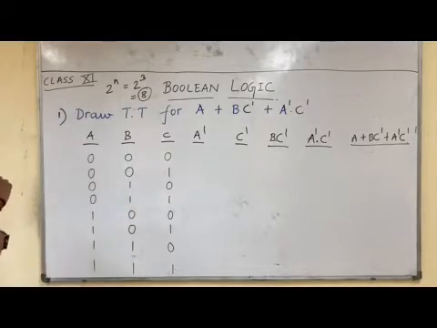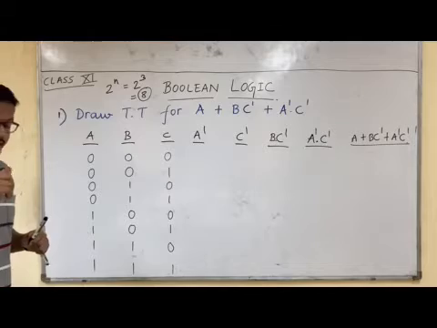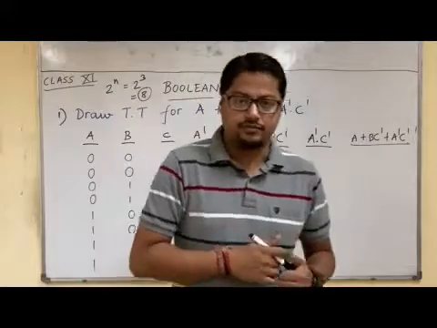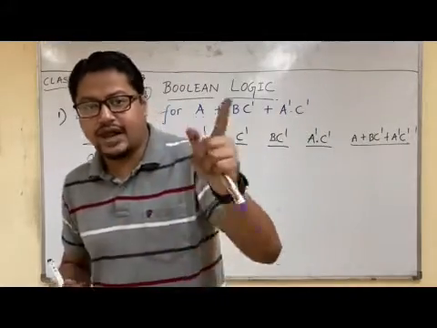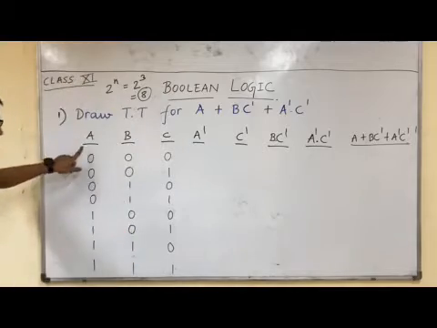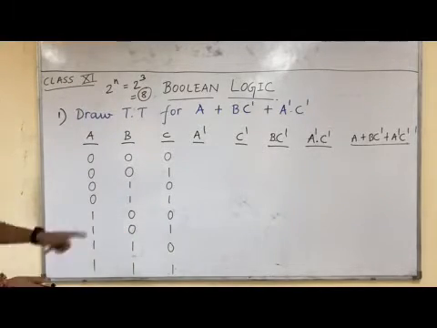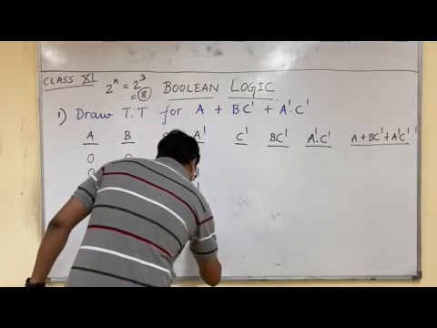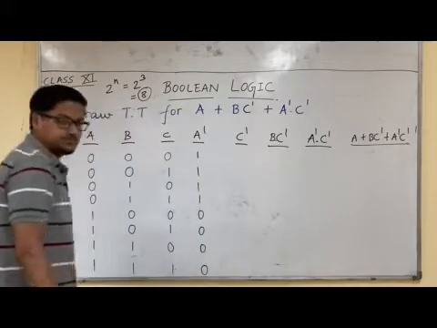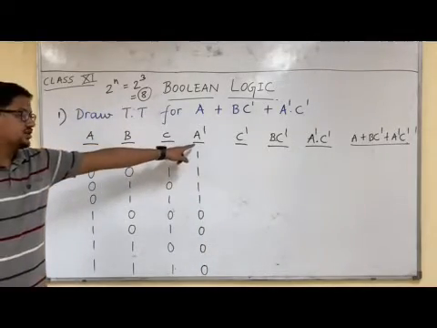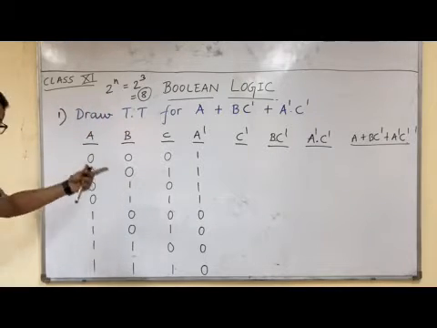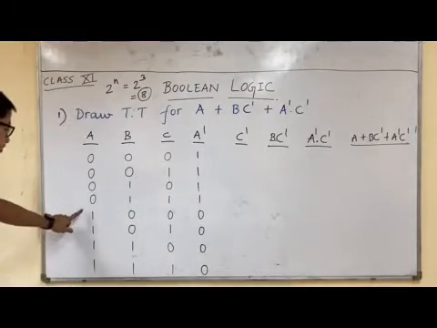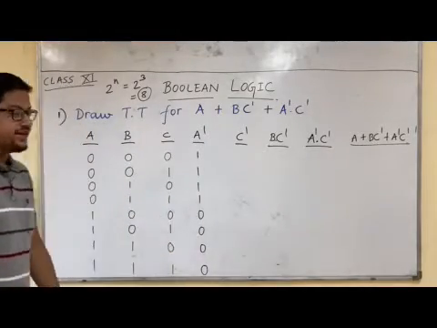A bar, or complement of A. Yesterday we discussed the meaning of not. It will reverse whatever input we are obtaining. Means if we have 0, we will have 1. If we have 1, we will have 0. So if A is 0, 0, 0, 0, 1, 1, 1, 1, what is A dash? 1, 1, 1, 1, 0, 0, 0, 0. A dash is the reverse of A for each input. Here we had 0, 0, 0, 0, so it became 1, 1, 1, 1. Here we had 1, 1, 1, 1, so it became 0, 0, 0 and 0.